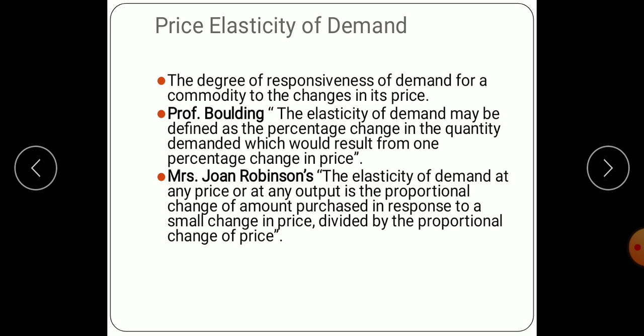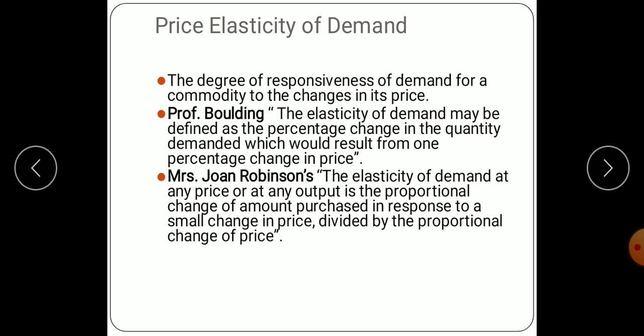So here are some of the definitions given by various economists related to price elasticity of demand. According to Professor Alfred Marshall, the elasticity of demand in a market is great or small according as the amount demanded increases much or little for a given fall in price, and diminishes much or little for a given rise in price.